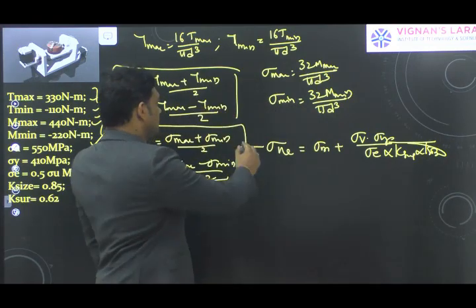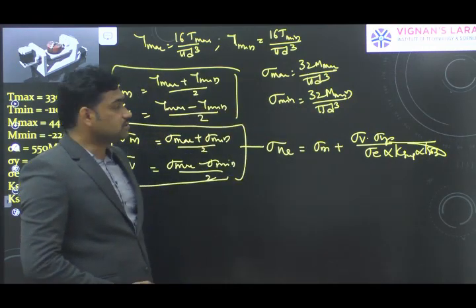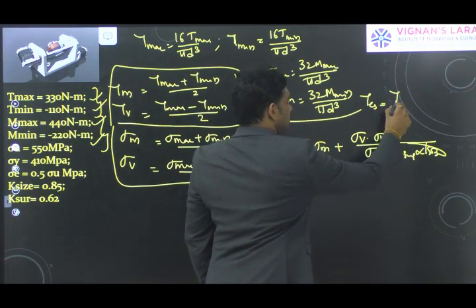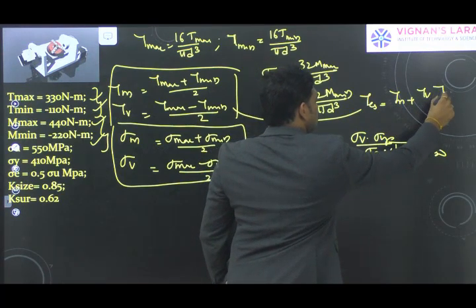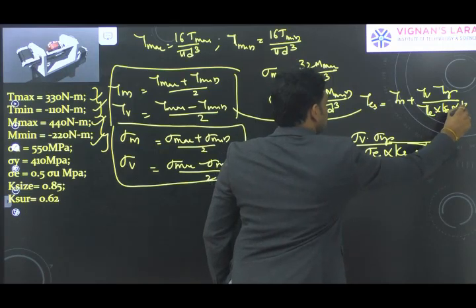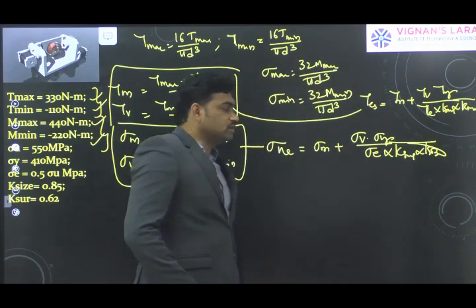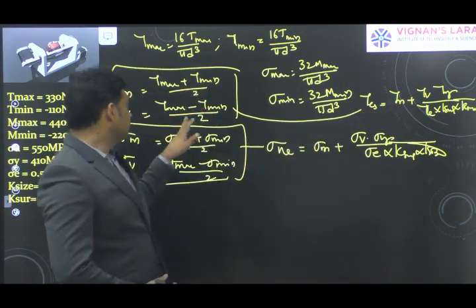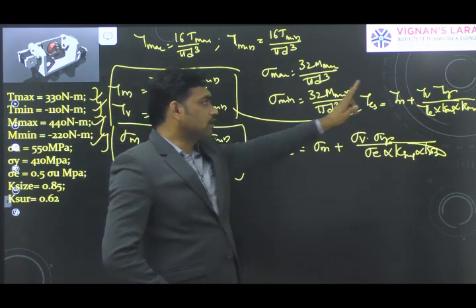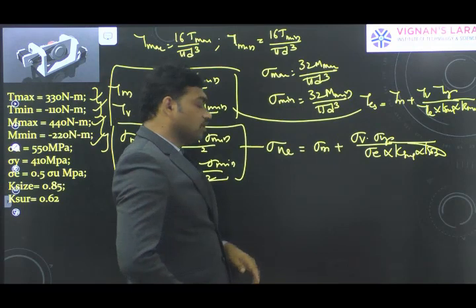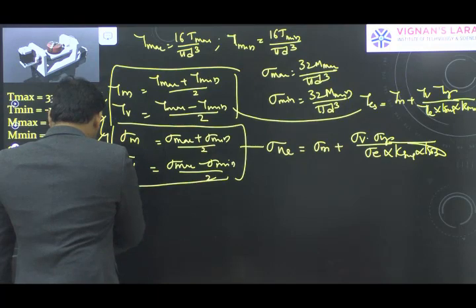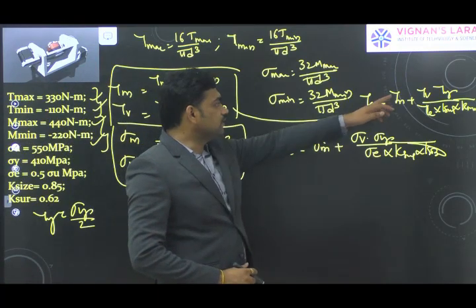Similarly, using the mean stress and variable stress in shear, you can find out tau e, the equivalent shear stress, that is tau m plus tau v into tau y by tau e into K surface into K size. In this case, tau m and the variable stress tau v we also find in terms of diameter, and tau y. We know that the relation for tau y is tau y equal to sigma y by 2, so we take half the yield strength as tau y.